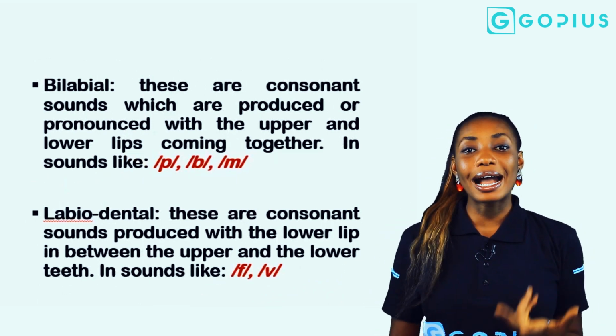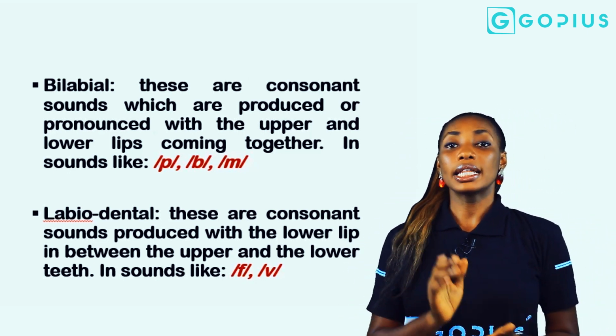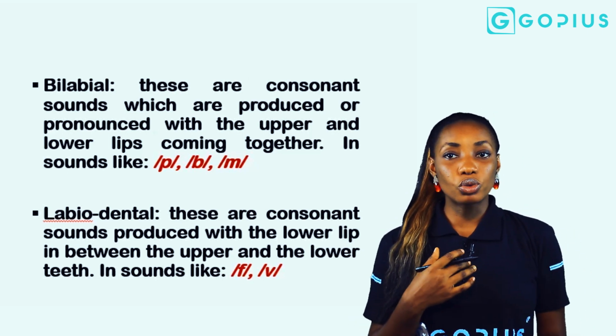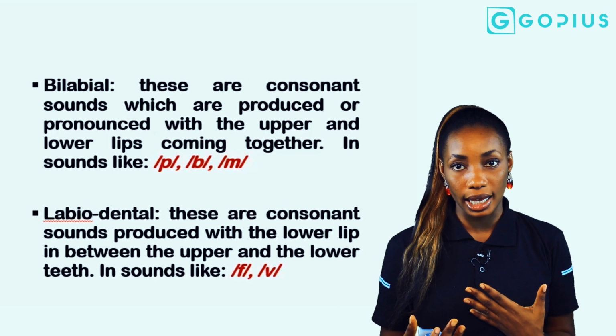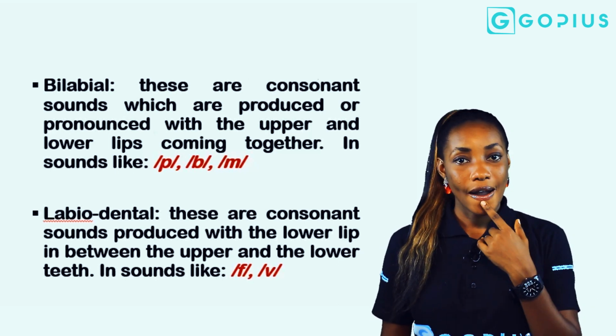Then we also have the labiodental. Labiodental means the lips and the teeth. These are consonant sounds produced with the lower lip in between the upper and the lower teeth in sounds like f and v. Lower lip in between the upper and the lower teeth.